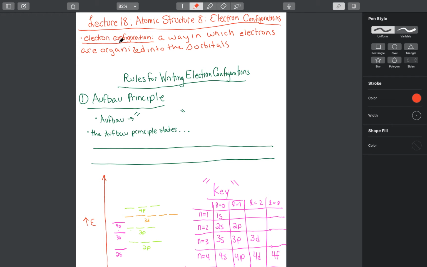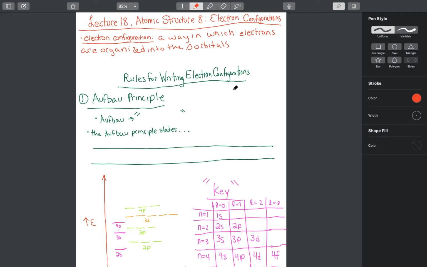So an electron configuration is basically a way in which electrons are organized into the different orbitals. So it's basically a bookkeeping tool that we can use in order to organize where particular electrons are in an atom. It allows us to designate the specific orbitals and subshells that the electrons can occupy themselves in.